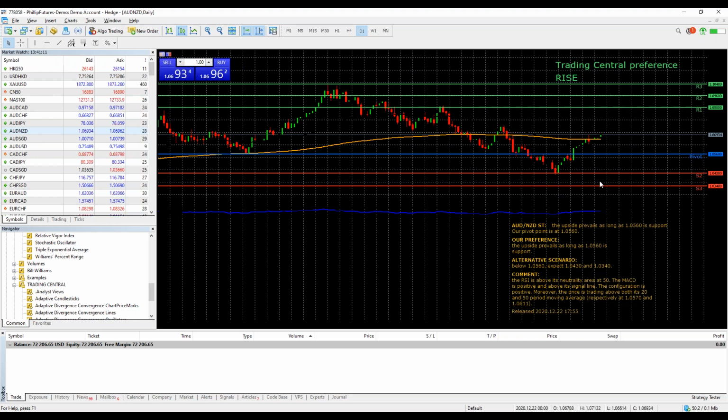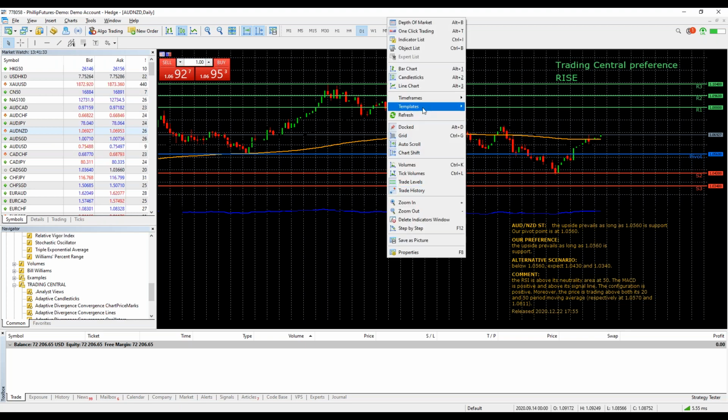Okay, so if you have a view that it can be short, then this could be your first level to take profit, or your secondary level to take profit as well. They have their analyst comment here as well for the particular product. So this is something that can help you in your trading. This is a second plugin that we offer. Okay, just let me put it back to my template.